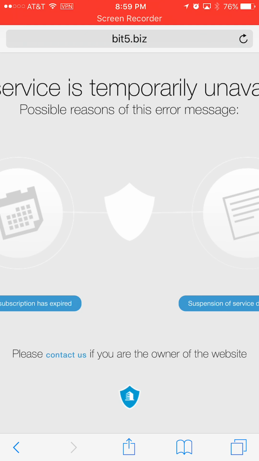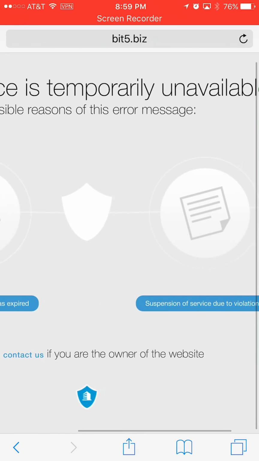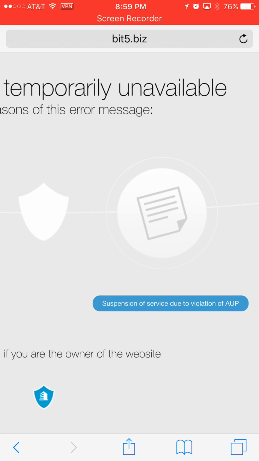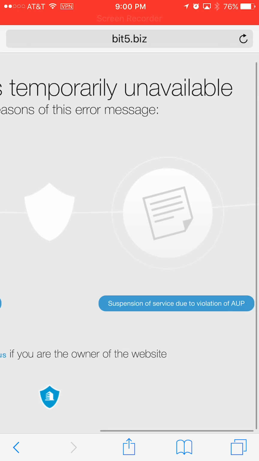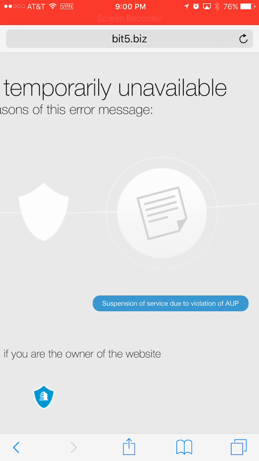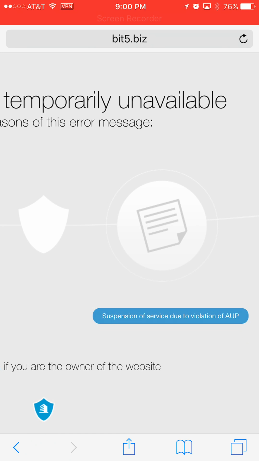But I did a little bit of research after I saw this one, and it does say suspension of service due to violation of AUP, right? So I don't know exactly what that means. So I just looked into it on Wikipedia, and I Googled it and just read a little bit.